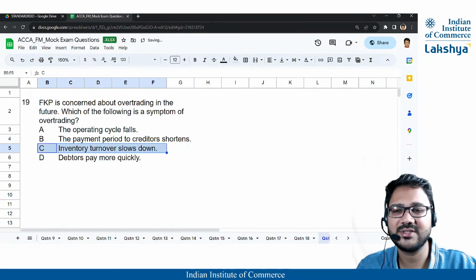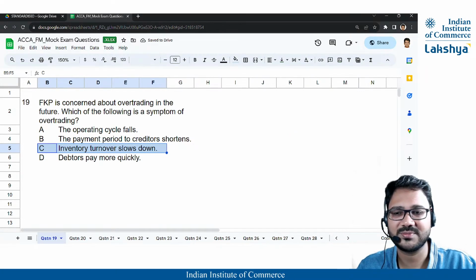Not section C, sorry, option C. I don't know why I keep saying section.